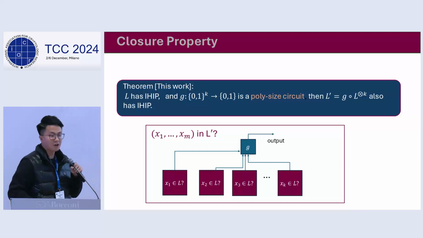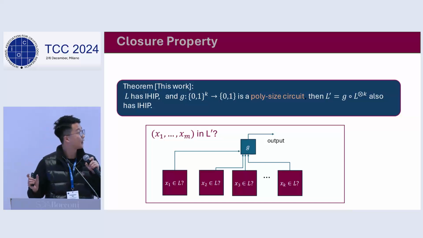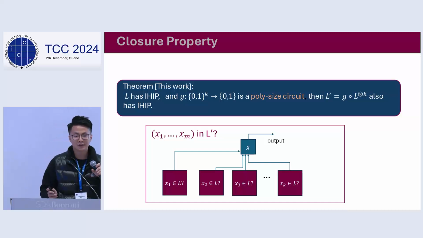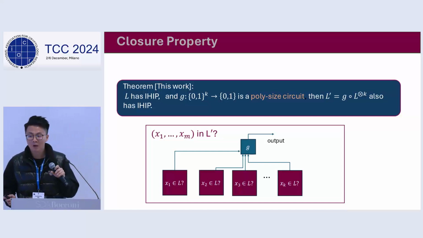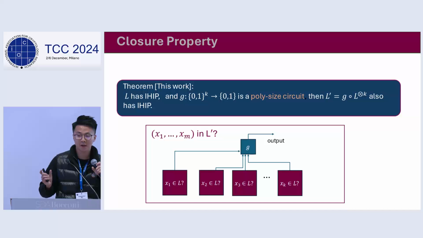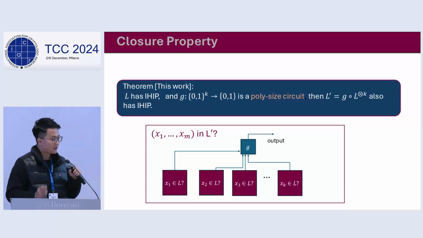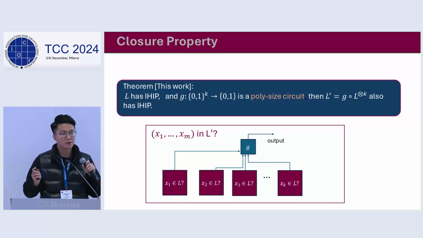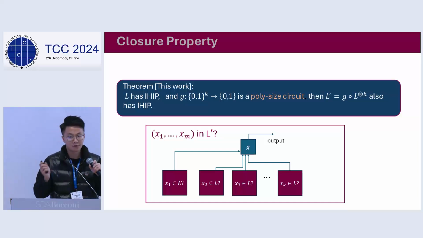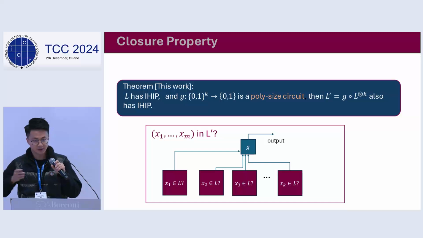So given the similarity between the two classes, SCK and HIP, it's natural to ask what's the relationship between them. We answer the question partially by giving an oracle separation of HIP from SCK. In particular, we show that there exists an oracle language that has an instance-hiding type proof, but provably has no statistical knowledge proof.